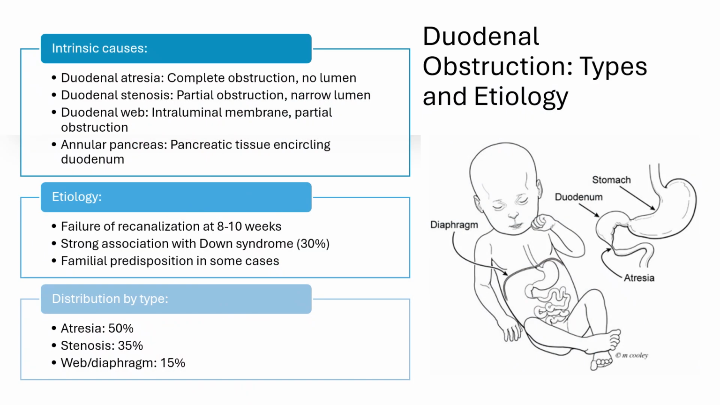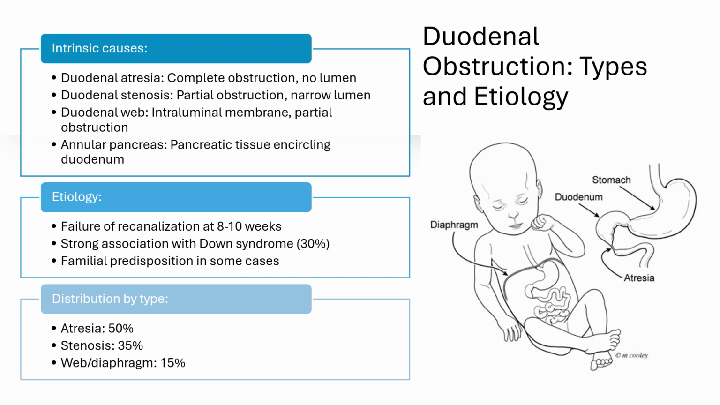Understanding duodenal obstruction starts with grasping a fundamental embryologic concept that sets it apart from other intestinal atresias. During normal development, the duodenum begins as a solid cord of tissue that must hollow out through a process called recanalization between 8 and 10 weeks of gestation. When this process fails, you get different types of obstruction depending on how complete that failure was.